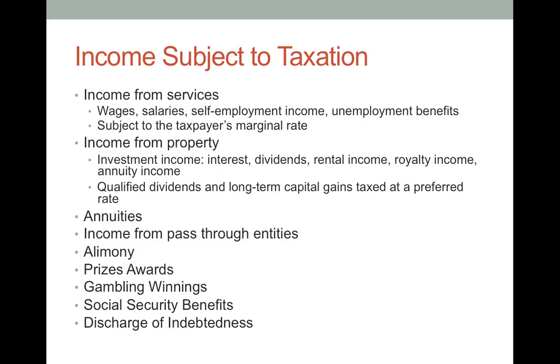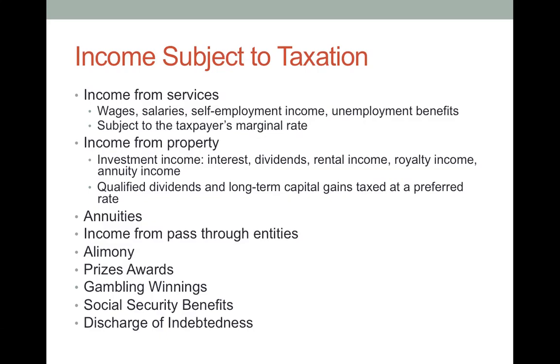Income that you receive from property, this is basically investment income. So it's interest income, dividend income, capital gains and losses, rental income, royalty income. This income is all taxable too, typically. One exception is municipal bond interest, but any other interest, dividends, rent income, royalty income, annuity income, all of these things are taxable income. Just recall from the previous chapter that qualified dividends and long-term capital gains are taxed at that nice rate. Everything else is taxed at your marginal tax rate.